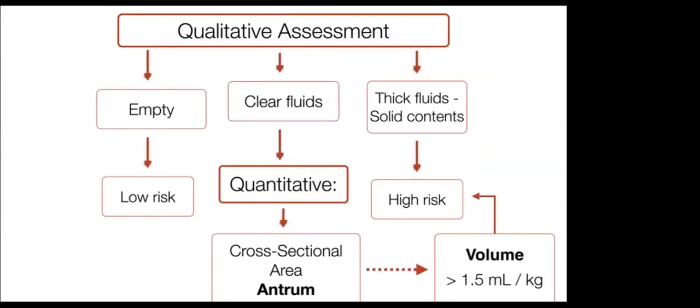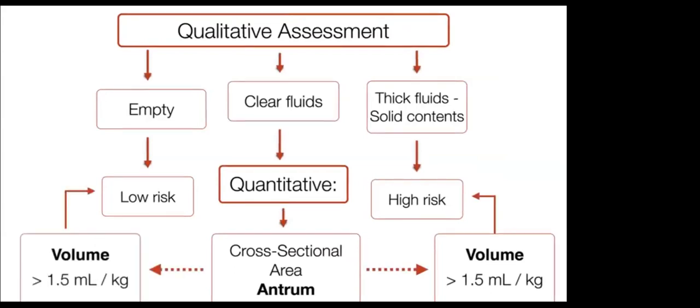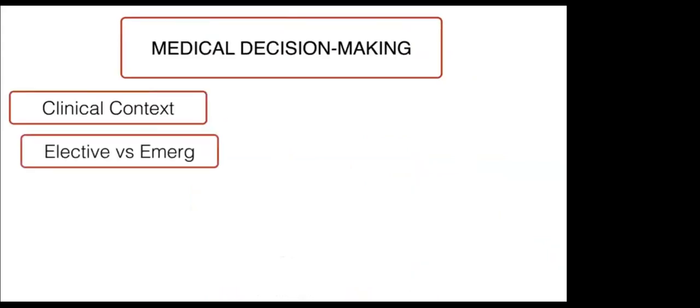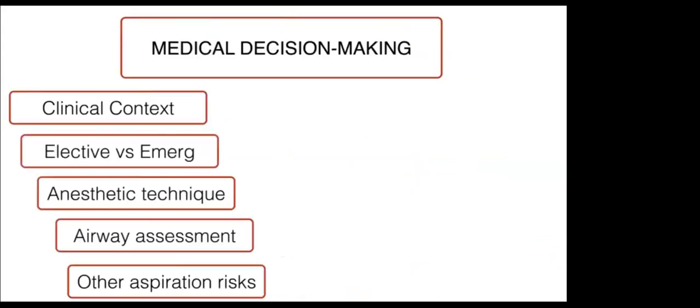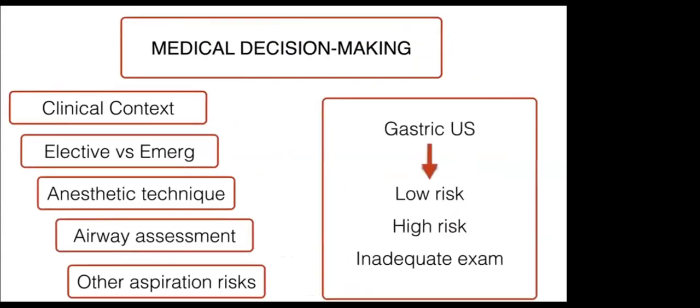If it's more than 1.5 ml per kilo, it's estimated to be high risk. If it's lower than that, it's low risk. This is the algorithm of assessment with the gastric ultrasound. You put all the different variables together, plus the gastric ultrasound information, and you're ready to do decision making.